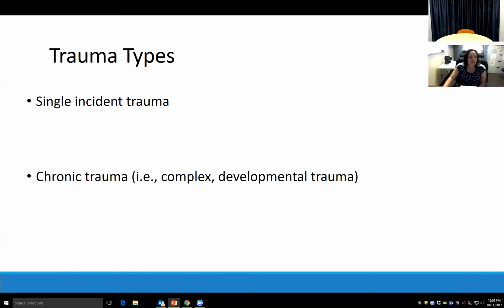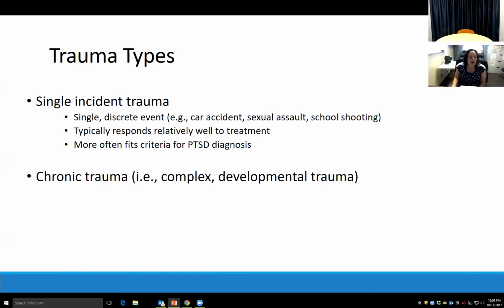So first, focusing on single incident trauma. This would really be a single discrete event that an individual experiences. If you think of a car accident, a sexual assault, a school shooting, while it can be incredibly traumatic, it's a single event that is happening.